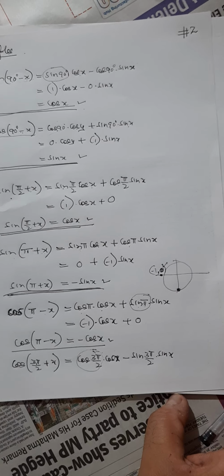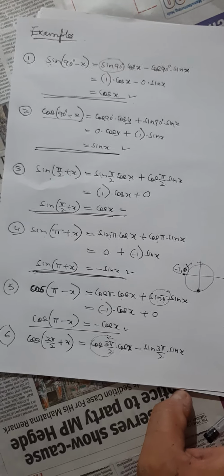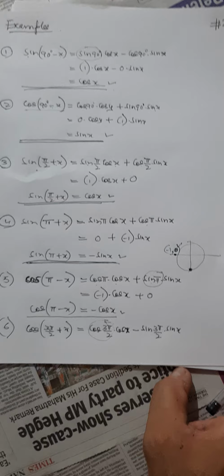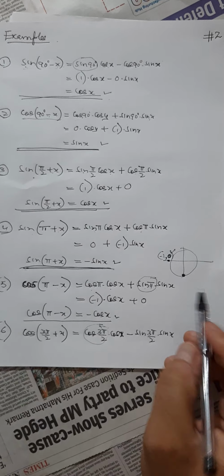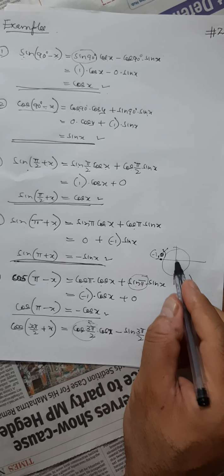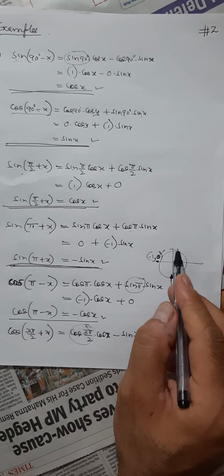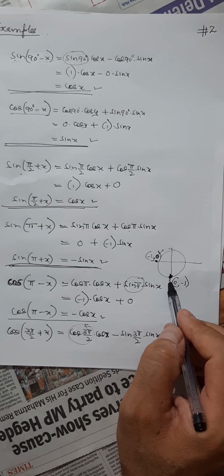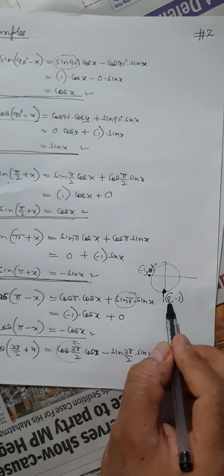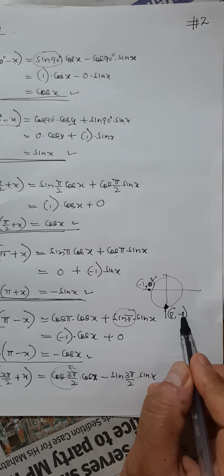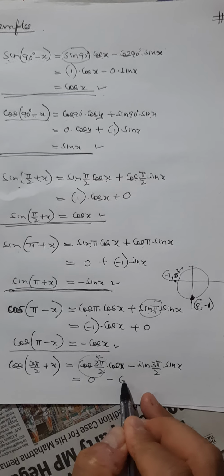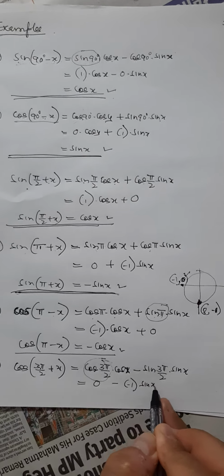So over here, what are the coordinates? That is 0, minus 1, you know, on the unit circle. 3 pi by 2 is here, 0, pi by 2, pi, 3 pi by 2. So cos represents first coordinate. The cos 3 pi by 2 is 0, sin 3 pi by 2 is minus 1. So this is 0. This is minus 1 into sin x.